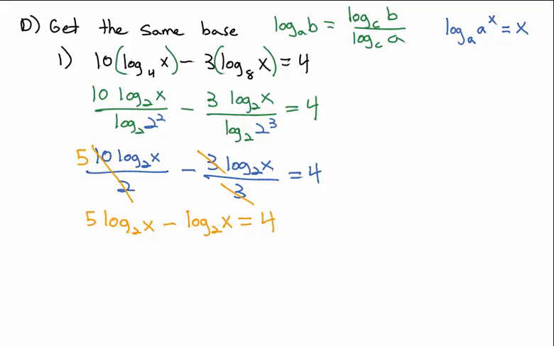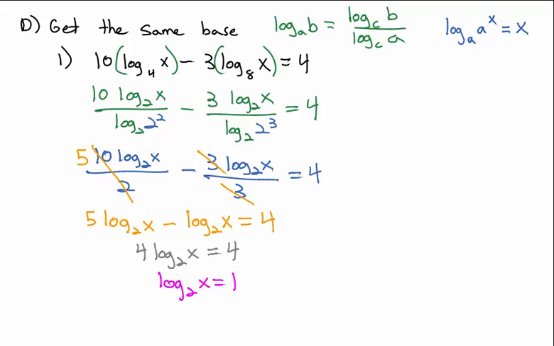We can do this a couple ways. We can make this x to the 5th and then change it to a division problem. Or we can say 5 minus 1 log is 4 log base 2 of x, which is equal to 4. And then I'm going to divide both sides by 4, which gives me the log base 2 of x is equal to 1.